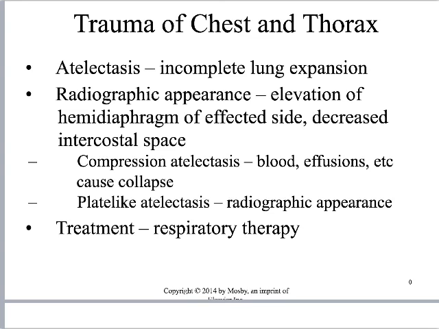If we suspect atelectasis or incomplete lung expansion, maybe from overextension of the ET tube, we'll see elevation of the hemidiaphragm. So on one side, the diaphragm will be elevated, and there's going to be decreased intercostal space. The ribs will start to compress on themselves. And there's a number of different types of atelectasis. A lot of times the treatments relate to respiratory therapy type stuff.